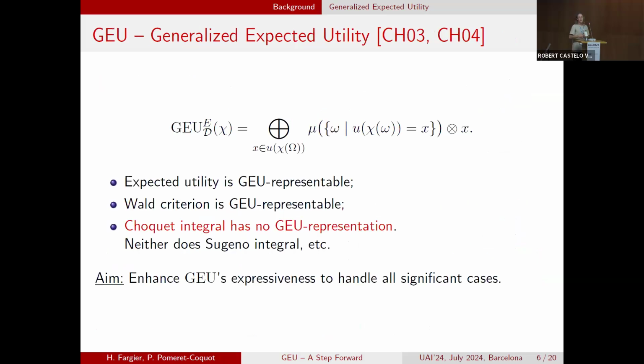And here we reach the limitation of the GEU framework, because the GEU framework is not able to capture the Choquet integral, nor the Sugeno integral or other fuzzy integrals and their variations. And that's what motivates our work: this generic framework is not generic enough for dealing with all significant cases. So we want to improve it and enhance its expressiveness.